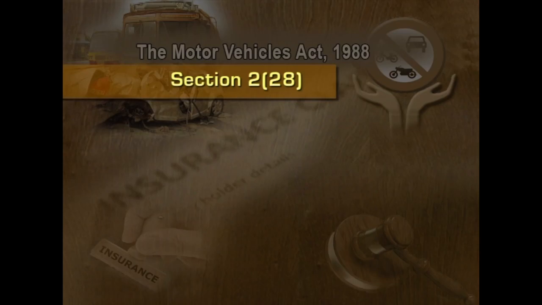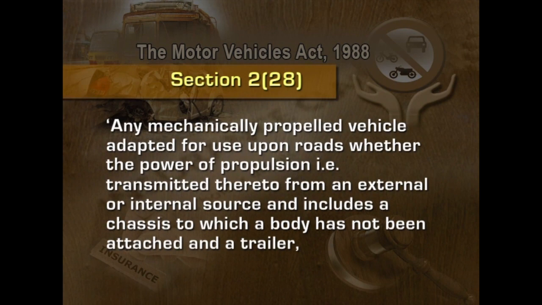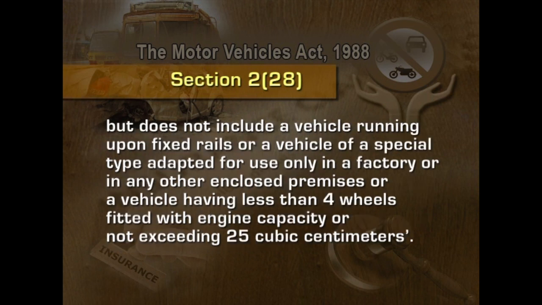Section 2, subsection 28 of the Motor Vehicles Act 1988 defines the motor vehicle to include any mechanically propelled vehicle adapted for use upon roads, whether the power of propulsion is transmitted thereto from an external or internal source, and includes a chassis to which a body has not been attached and a trailer, but does not include a vehicle running upon fixed rails, or a vehicle of a special type adapted for use only in a factory or in any other enclosed premises, or a vehicle having less than 4 wheels fitted with an engine capacity not exceeding 25 cubic centimeters.